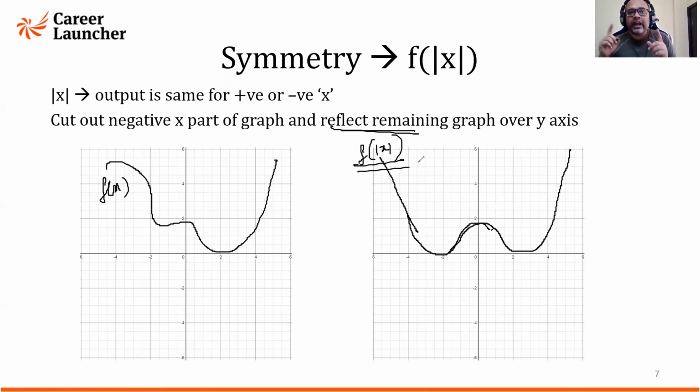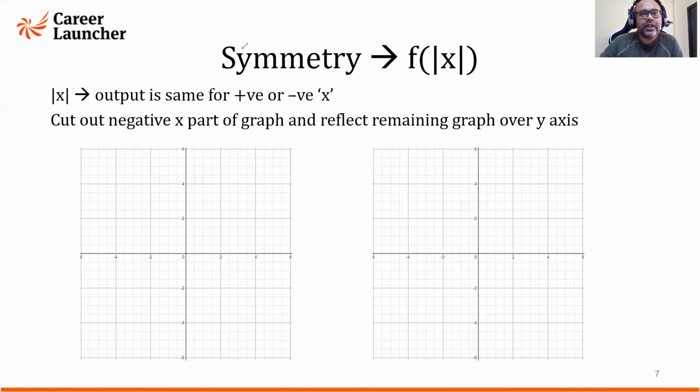So when you want to find f of mod x, the steps to do, first step, delete the left side part of the original graph. Left side means x less than 0, the entire negative x-axis, delete the entire graph. Right side, keep it as it is. Then step number 2, reflect your right side part of the graph on your left side with the y-axis as your mirror. That's it. That's how you get your f of mod x. Very interesting, isn't it? All right. So that's how you get your f of mod x graph.